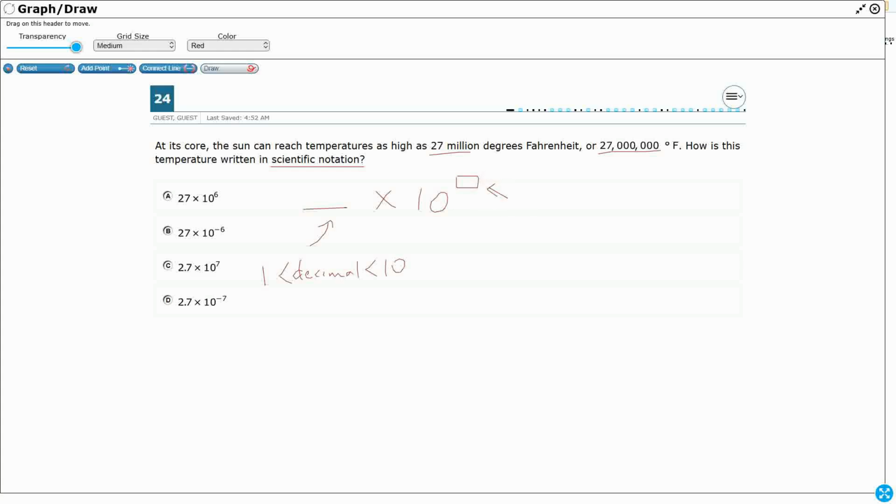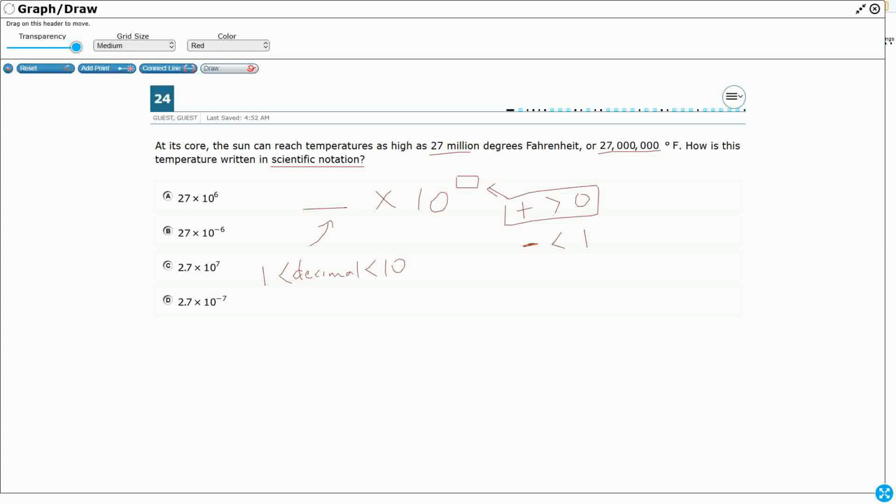So it's going to be positive if the number is greater than 1, and it's going to be negative if it's less than 1. So if it's a decimal, right? So a really large number like 27 million is going to have this right here. It's going to have a positive exponent there.